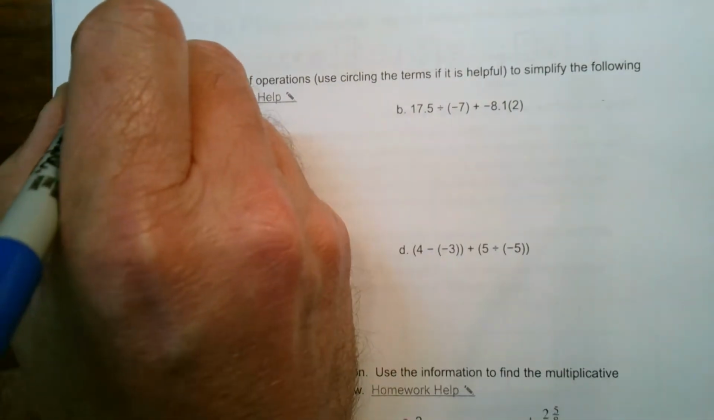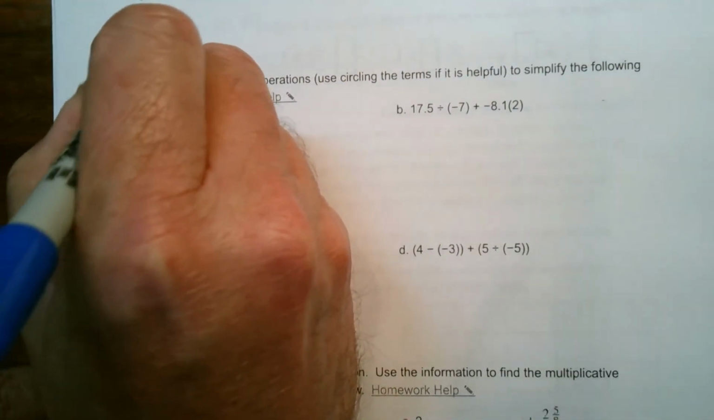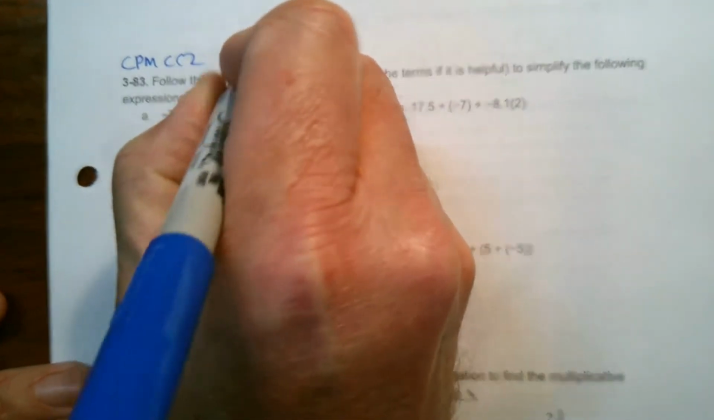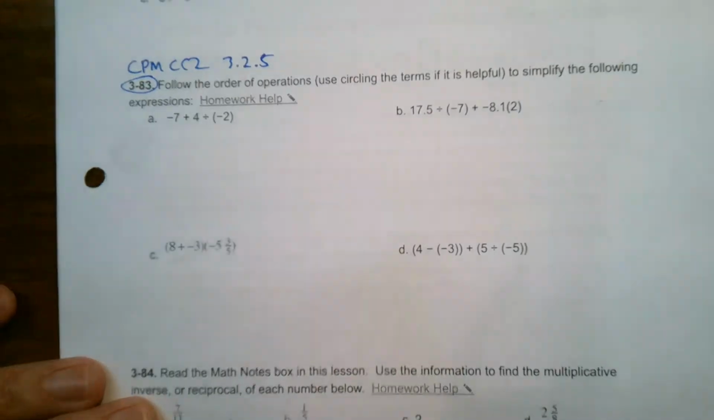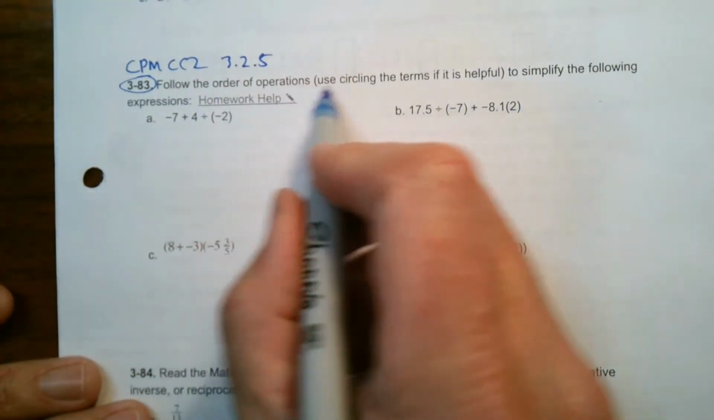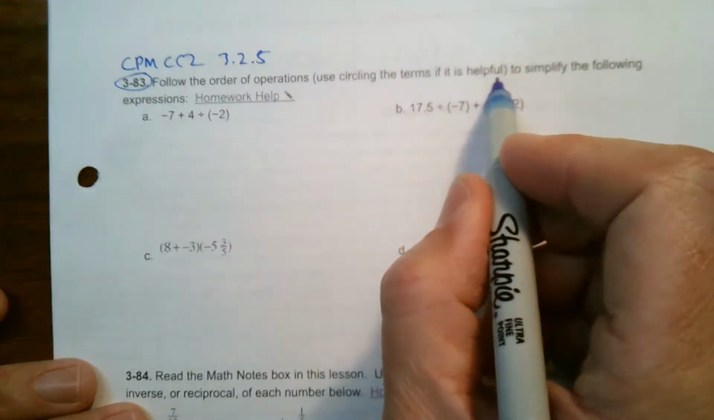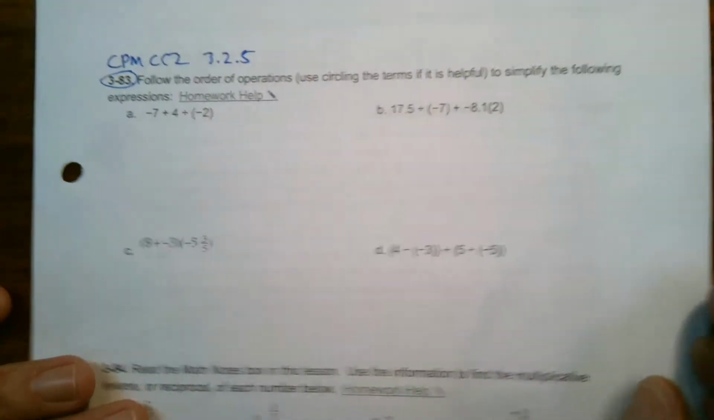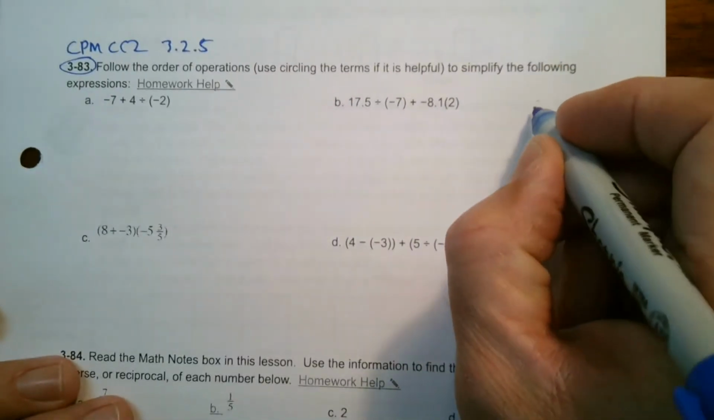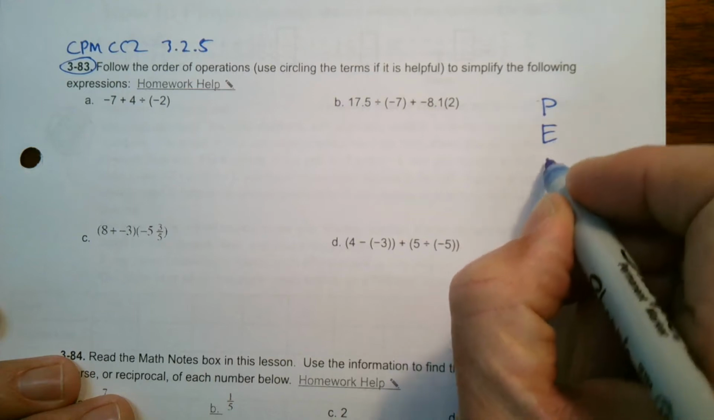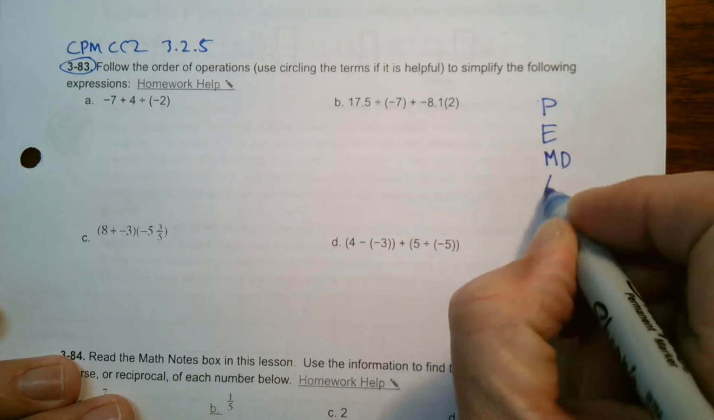This is coming from CPM Course 2, section 3.2.5, specifically number 3-83. The directions: follow the order of operations, use circling the terms if it is helpful to simplify the following expressions. Remember, order of operations is PEMDAS, if you remember the acronym.